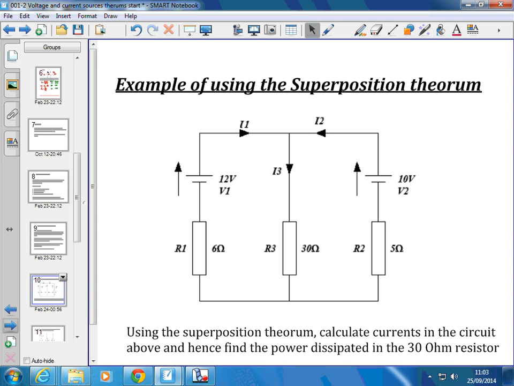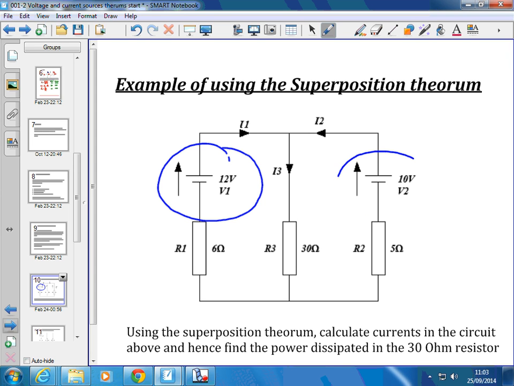Now, when you label up the complete circuit with its 2 sources in it, initially all we can do is follow convention with our current arrows. So, focusing on this source here, there's the positive terminal, so the current should be flowing in that direction. We put a current I1 in that direction, by convention.